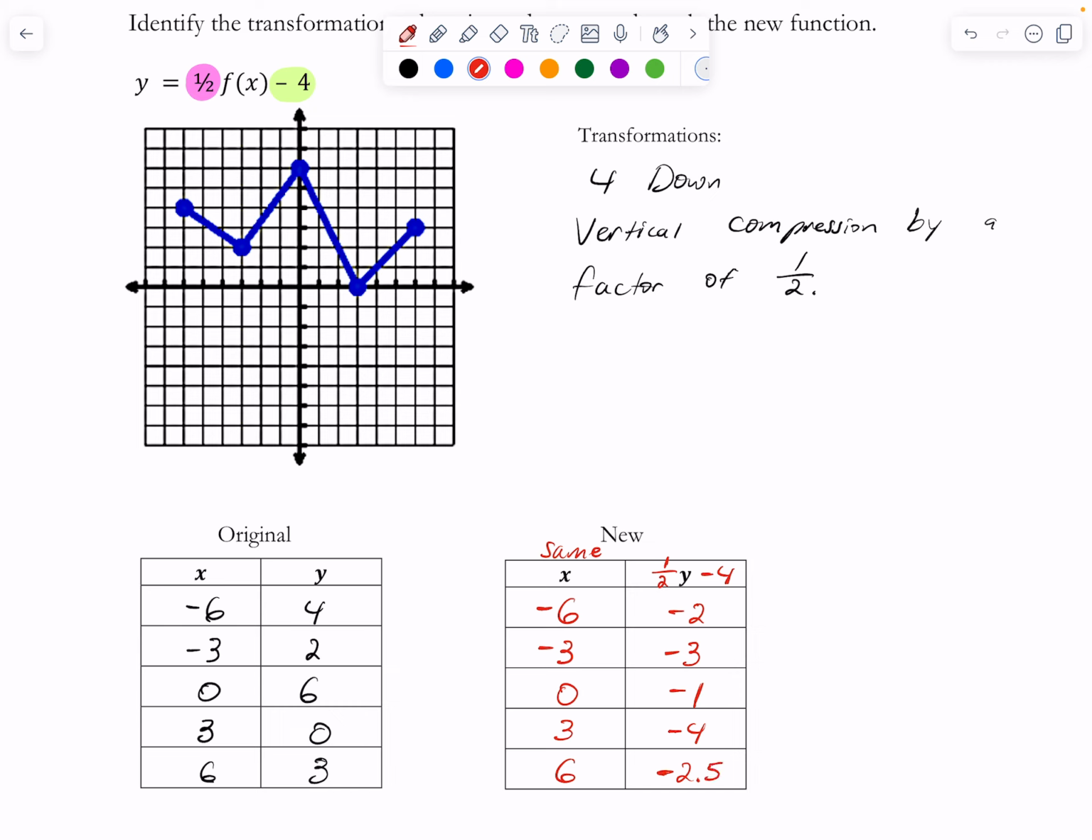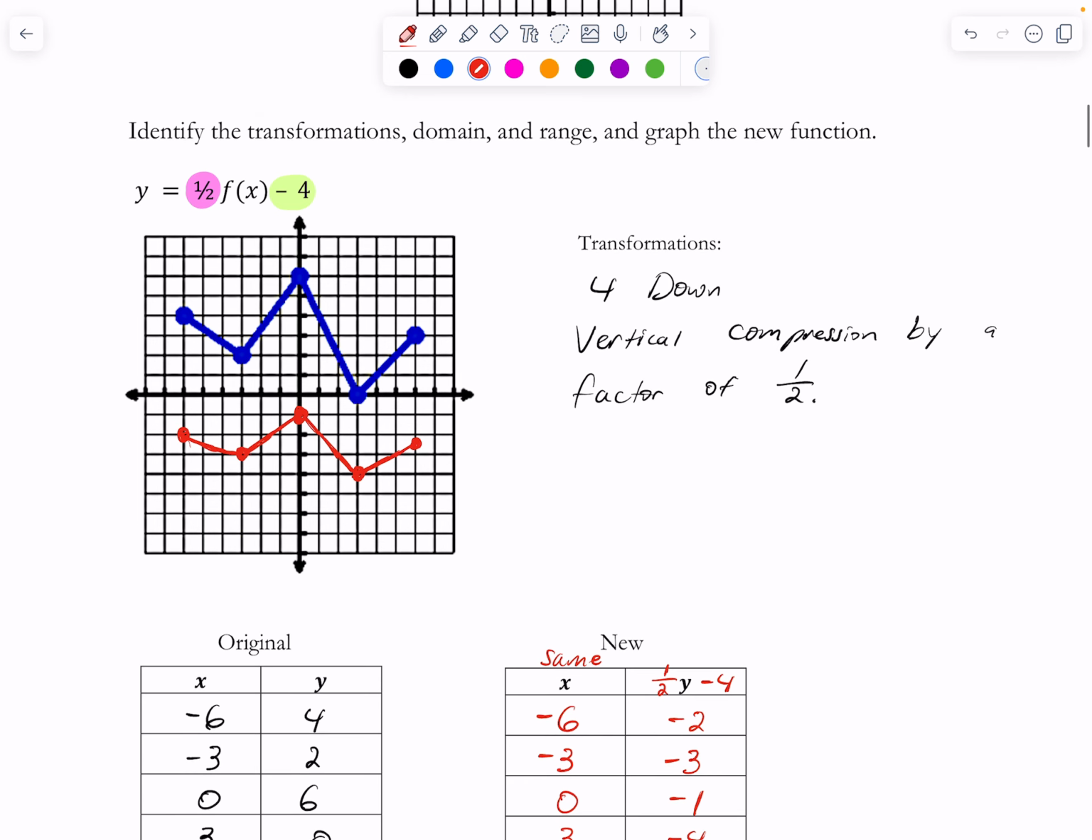So let's plot these points for our new transform function. So -6, -2. -3, -3, 0, -1, 3, -4, and then finally 6, -2.5, which is there. So drawing to connect these like the original was, you can see that this right here is our new transform function.